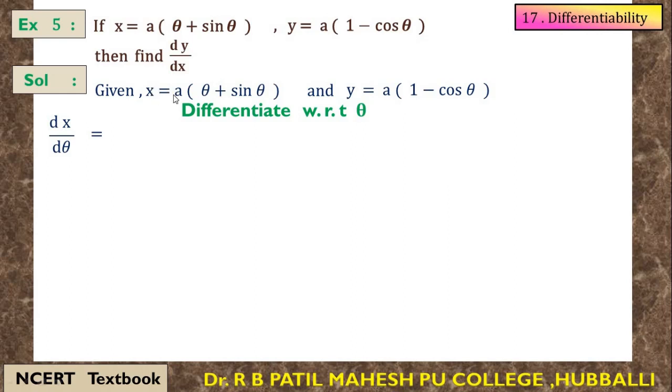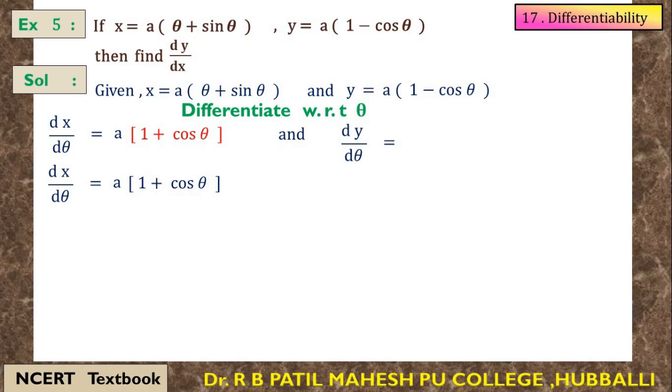In this x function, a is a constant, theta derivative is 1, and sine theta derivative is cos theta. Rewriting this one, you will get a into bracket 1 plus cos theta. dy by d theta, a constant as it is, and what is the derivative of 1? It is a constant, so the derivative is 0, minus, and cos theta derivative is minus sine theta. Use the bracket and write, because behind this you have a minus. So rewriting this one, it becomes a sine theta, because minus into minus is plus. So this is dy by d theta.